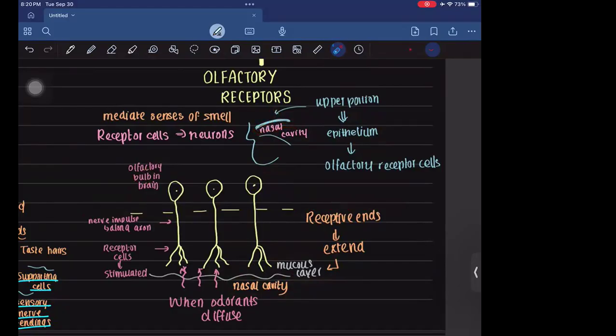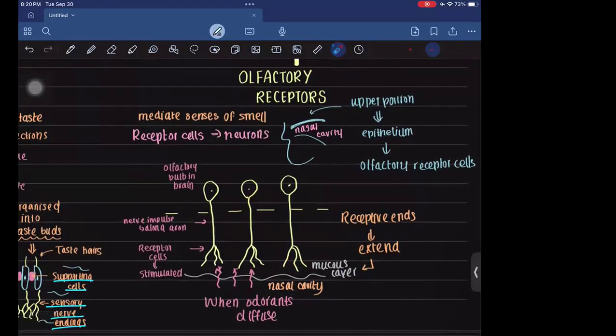Then how will it be detecting the particular odor, the particular smell? The odorants, which are responsible for producing the smell, will diffuse into this mucus layer. Then they will stimulate the receptor cells. Once these odorants diffuse into the mucus layer, what do you have in the mucus layer? The receptive ends of these olfactory receptor cells. Once the odorants reach these receptive ends, the receptor cells are going to get stimulated.